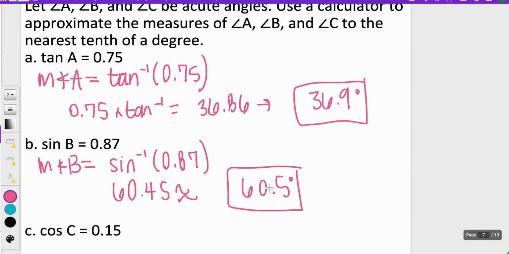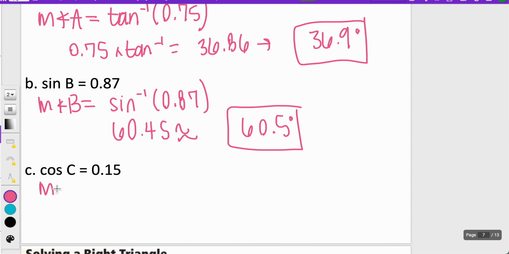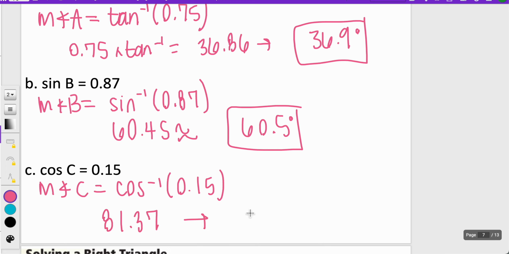degrees, okay? And then for my cosine of C, that's the measure of angle C, is equal to the inverse cosine of 0.15, okay? So I type in 0.15, shift, inverse cosine. I'm going to get about 81.37, so we'll just round that to about 81.4 degrees. Hopefully this helps knowing how to type this in. Some calculators you can type in the inverse tangent and then your number, but sometimes you got to do number and then the inverse tangent operation.